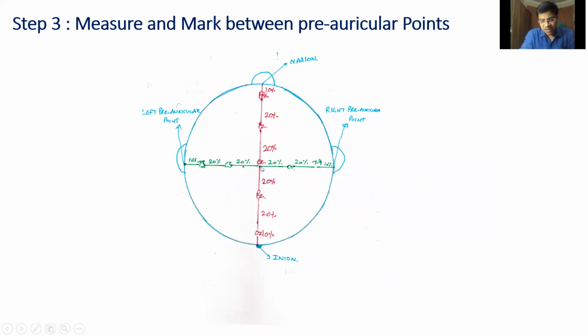From CZ towards the left preauricular point, 20% is C3. Again, 20% further towards the left preauricular point is T3, and from T3 it is 10% to the preauricular point. Similarly, on the right side, CZ 20% to the right will be C4. From C4, 20% right is again T4, and from T4 10% is the right preauricular point.